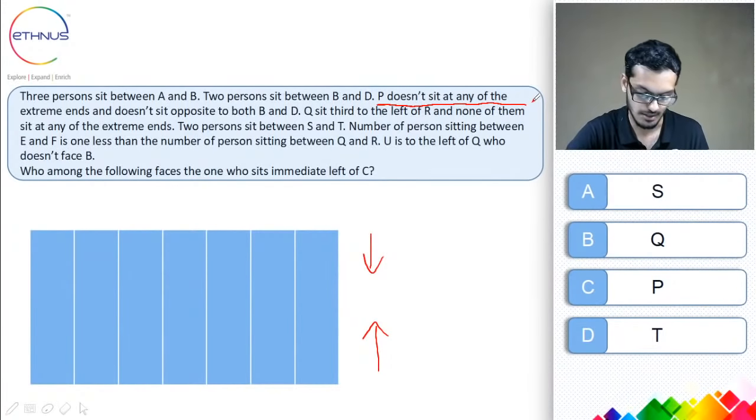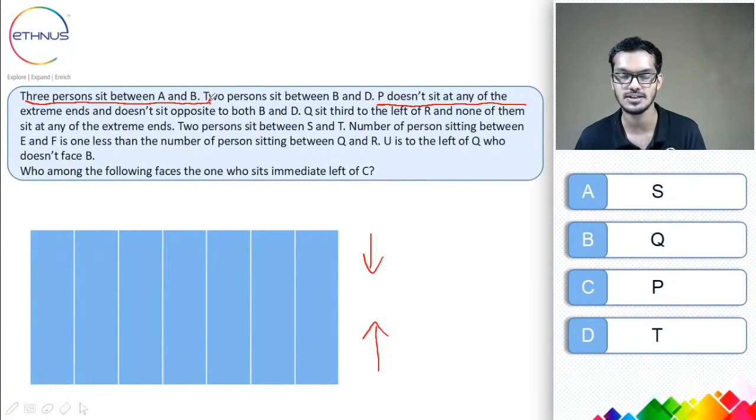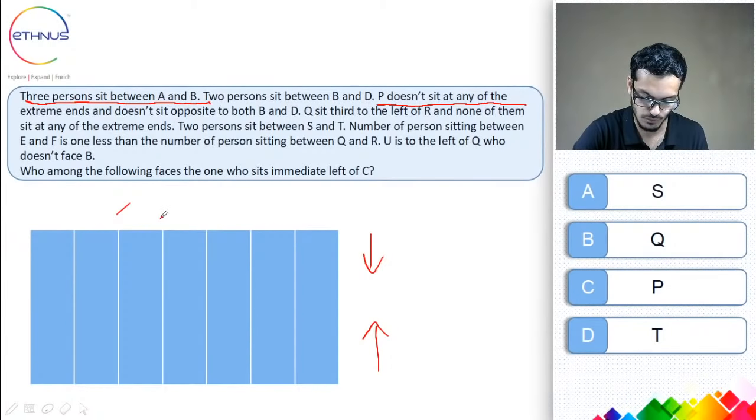Now, the number of people sitting between B and F. Let's start with the first one: 3 persons sit between A and B. This is a hint, and we can definitely find out. If there are 3 people between A and B, you can guess any position. If 3 people are sitting between them, I take positions 1, 2, 3, 4, 5, 6, and I can take any 3 positions here.